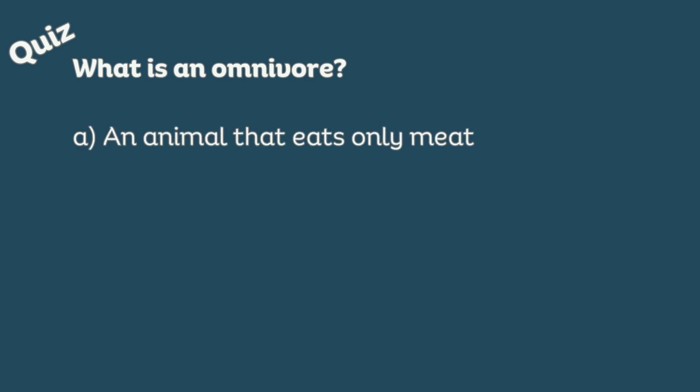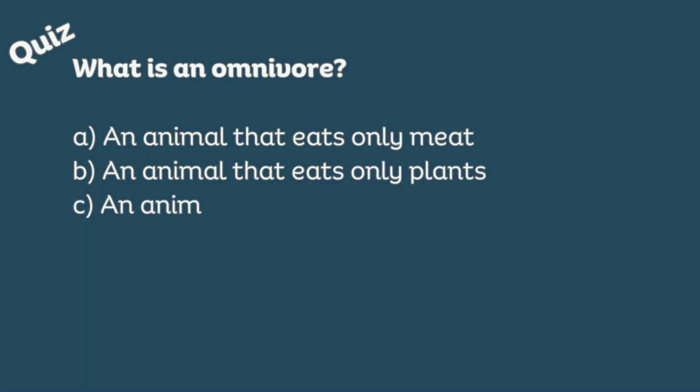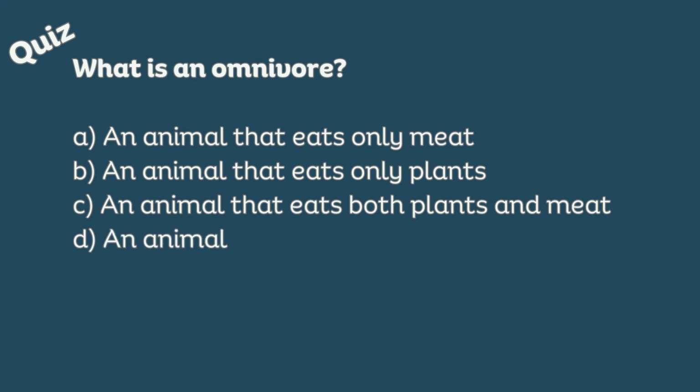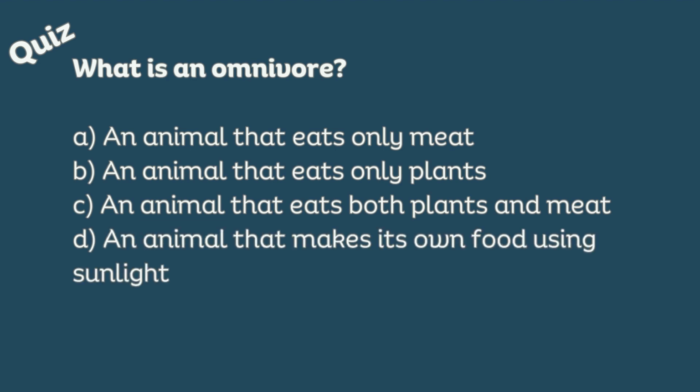What is an omnivore? A. An animal that eats only meat. B. An animal that eats only plants. C. An animal that eats both plants and meat. D. An animal that makes its own food using sunlight.